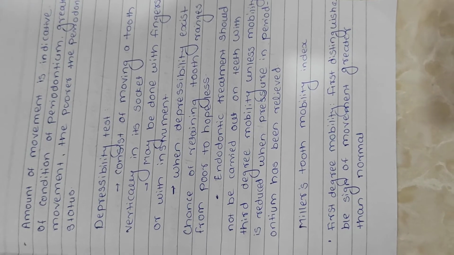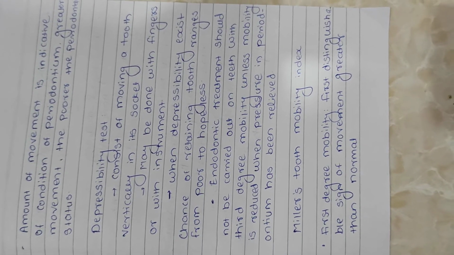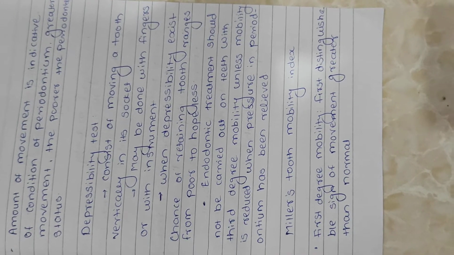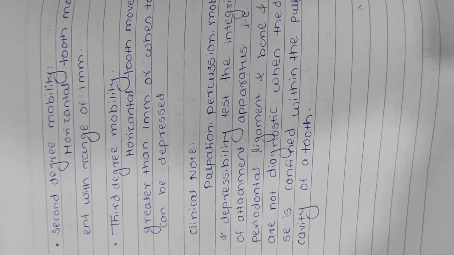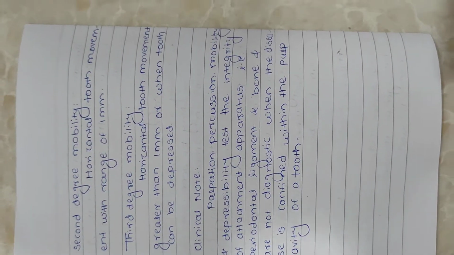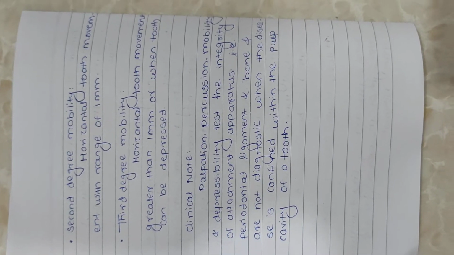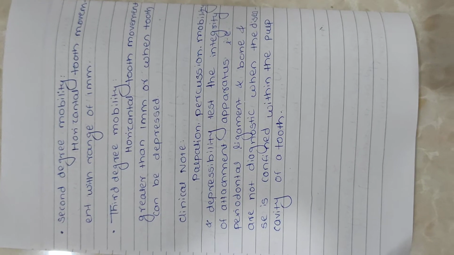Coming to Miller's Tooth Mobility Index: first degree mobility, the first distinguishable sign of movement greater than normal. Second degree mobility, horizontal tooth movement within a range of 1 mm. Third degree mobility, horizontal tooth movement greater than 1 mm, or when the tooth can be depressed.